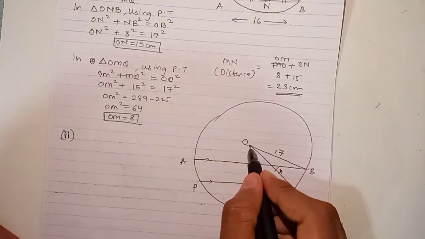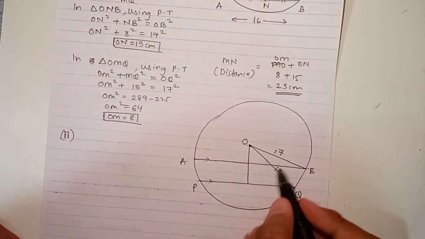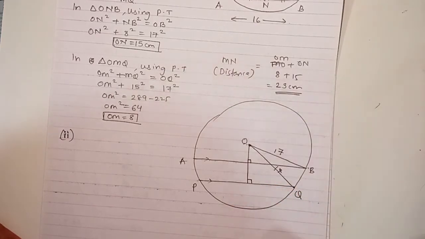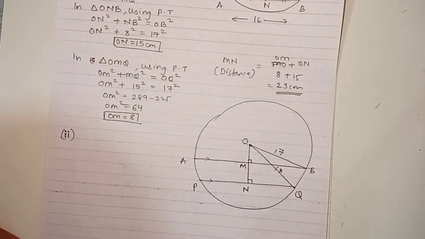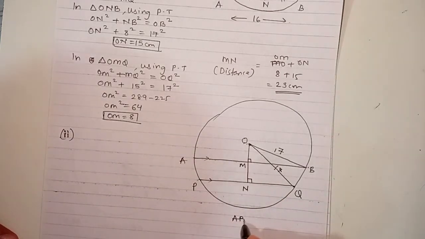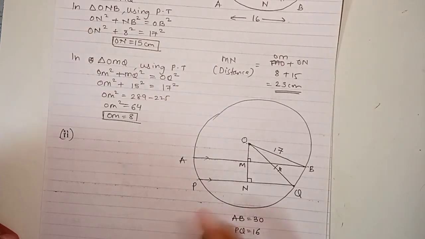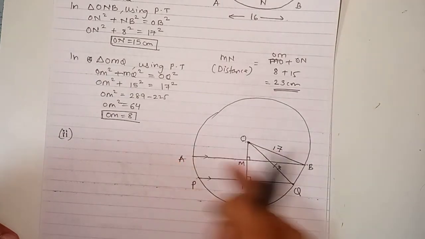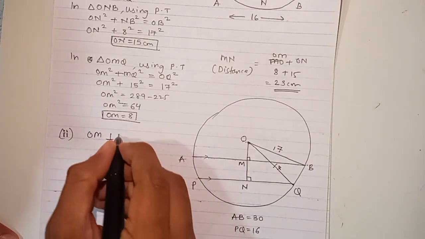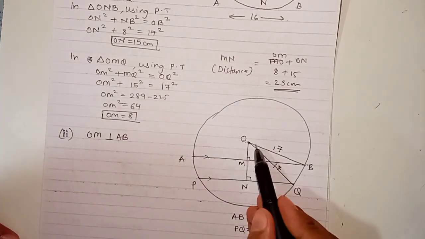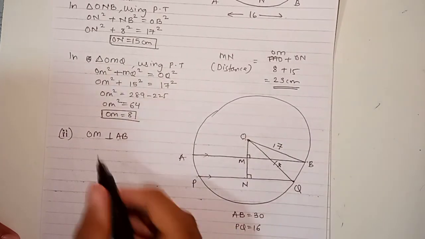Okay, I'll draw perpendicular from here on both the chords. So these are 90. Let's name these points M and N. Okay, two chords. What are the lengths of the two chords? 30 and 16. So let's say AB is 30 and PQ is 16. ये पूरा AB है 30 और ये OM perpendicular है. ठीक है, तो we have to write the statement OM is perpendicular to AB and ON is perpendicular to PQ.